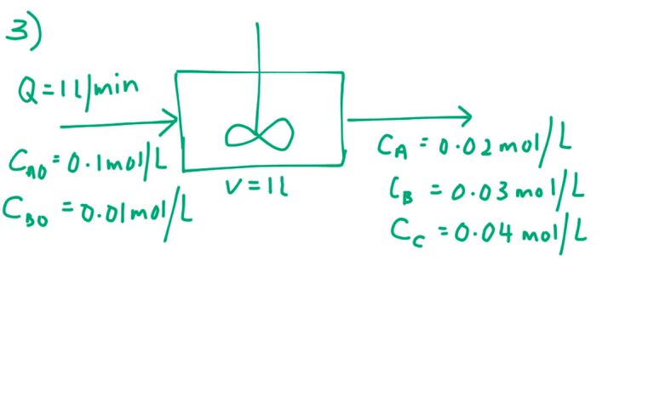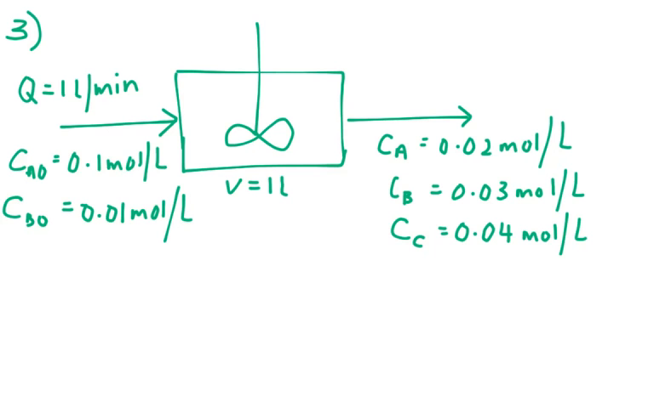Question 3 is very simple. It states that 1 liter per minute of liquid containing A and B, given that the concentration of A initial is equal to 0.1 mole per liter, and the concentration of B initial is equal to 0.01 mole per liter. This stream flows into the CSTR of volume 1 liter, and the materials react in a complex manner.